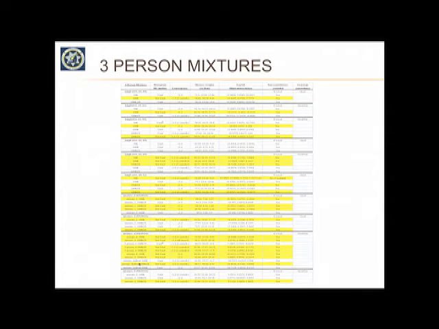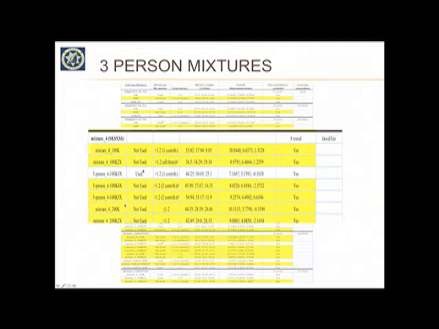I'm going to move on to 3-person mixtures, and again, it's a busy table, and I'm just going to zoom in on one sample that winds up being pretty interesting. I do want to let you know that in yellow I have labeled the analyses that were non-ideal, and so they were not utilized for genotype concordance. That's all that means.